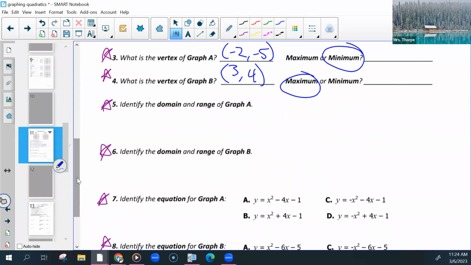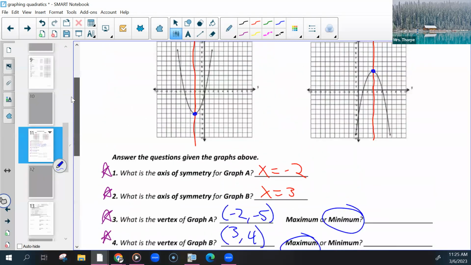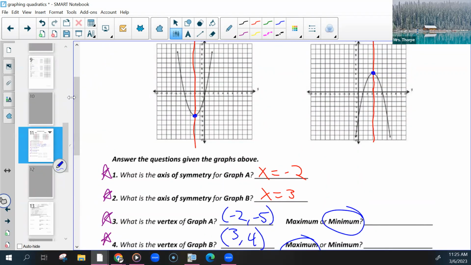Okay. Domain and range of both, we can put the domain for both because it's going to be the same. All real numbers from -infinity to infinity. And then your range for graph A. What's your lowest? What's your highest? What's your lowest y value here?